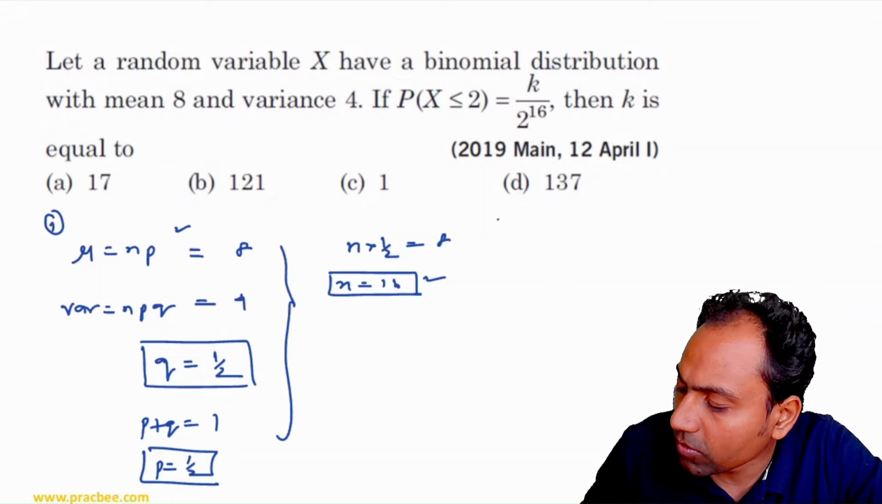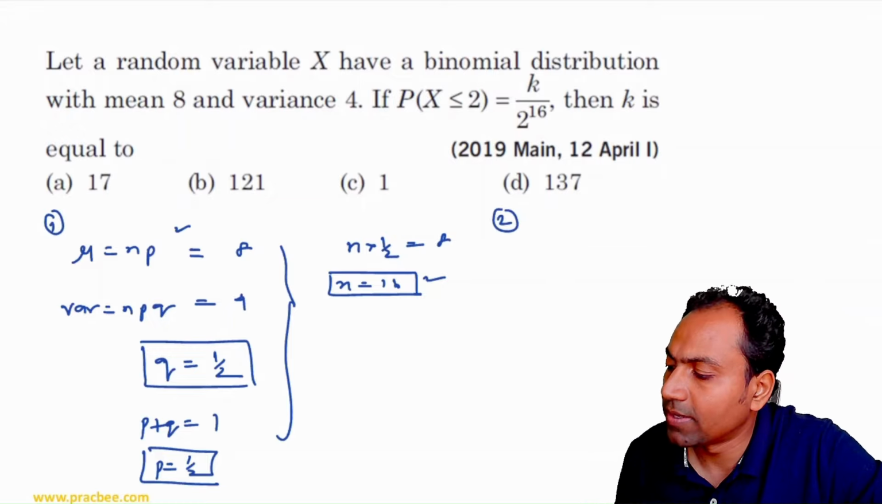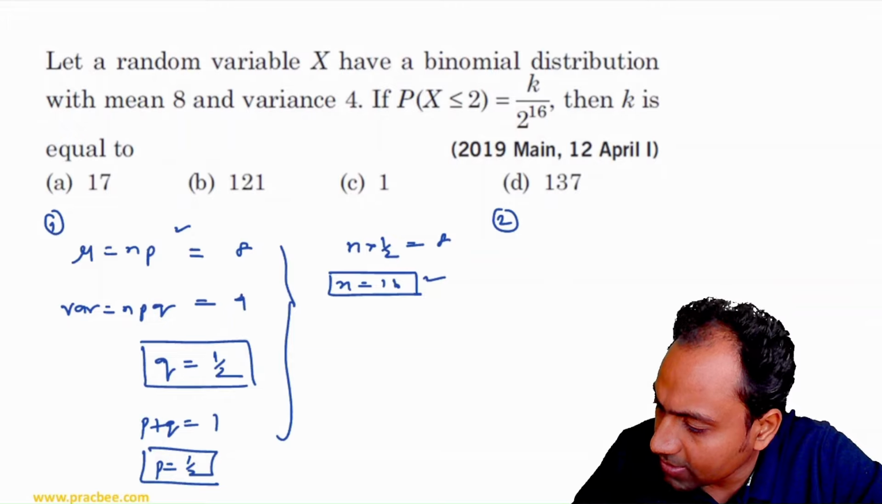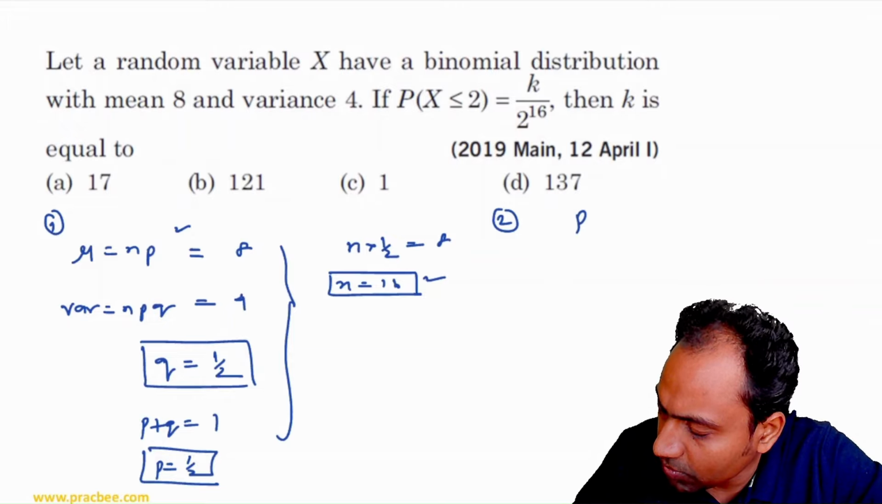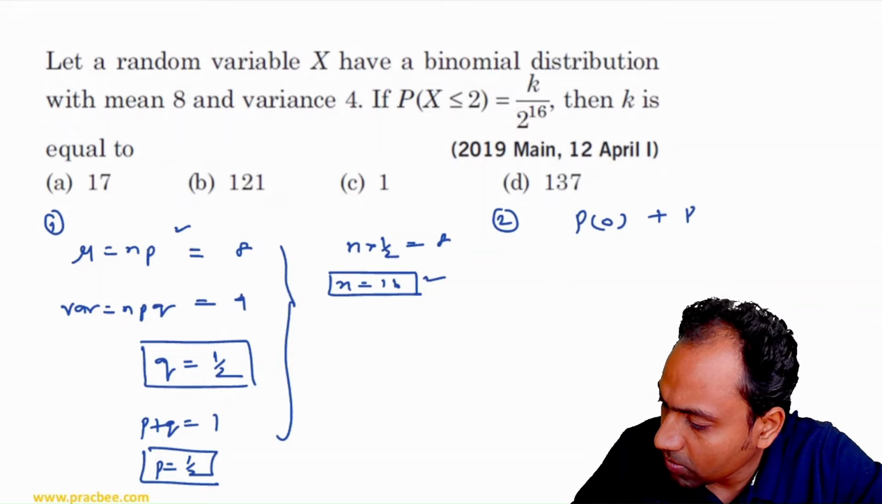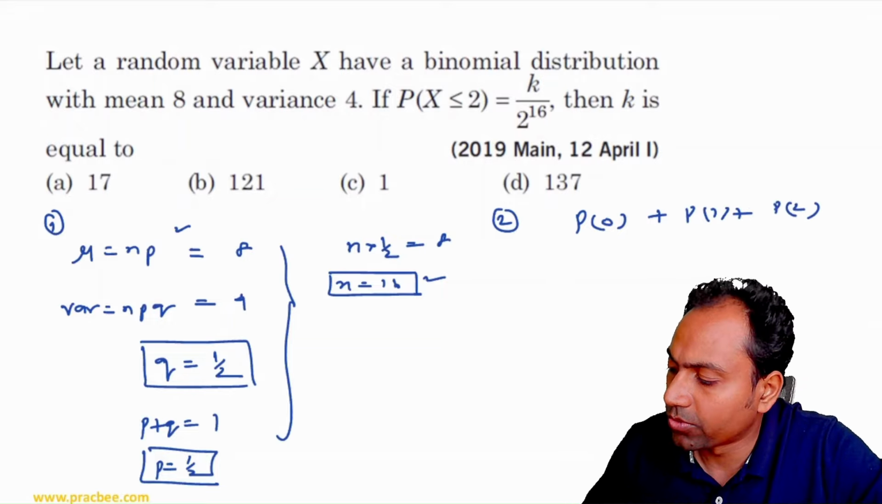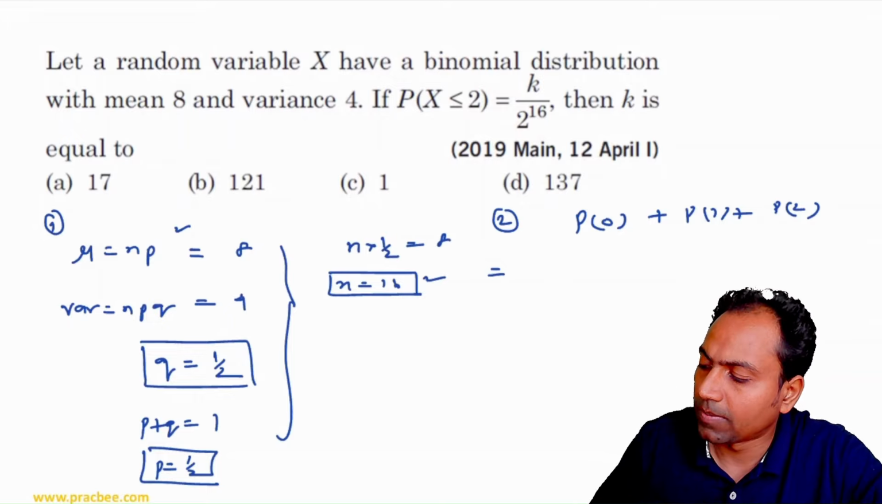In the second part of the question, what they're saying is, find the probability of X smaller than or equal to 2. Now, smaller than or equal to 2 would mean X can be 0 also, 1 also, 2 also. Till here we need to go. So for this, the binomial probability distribution.